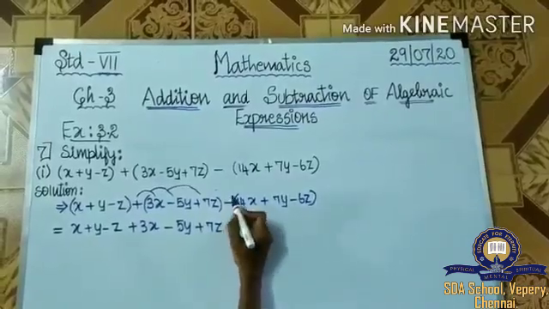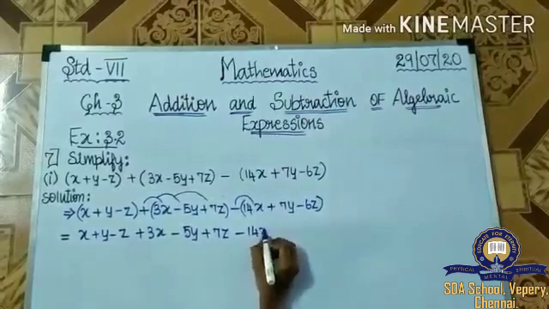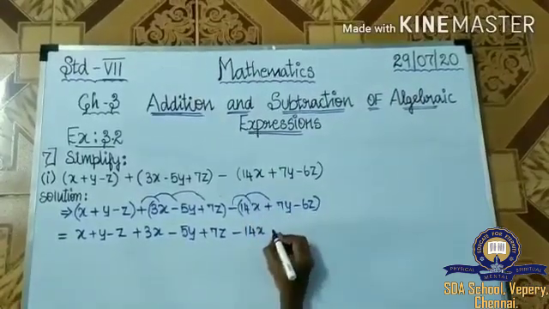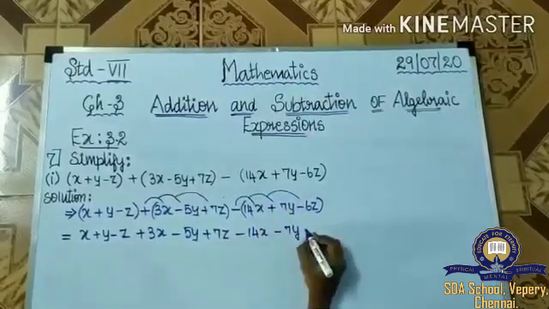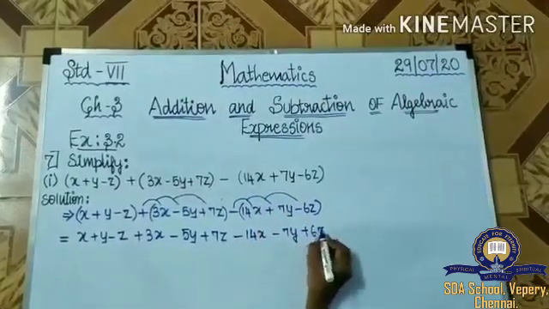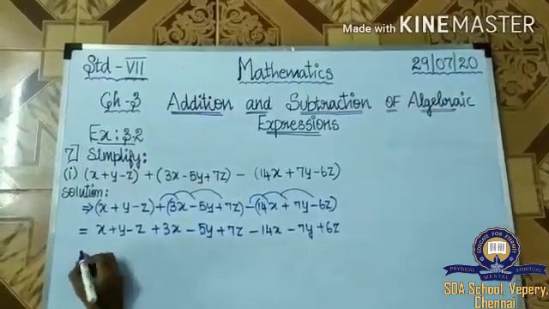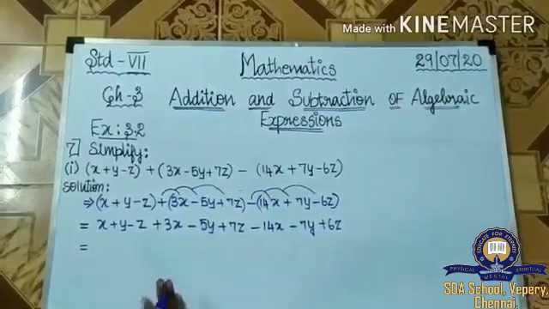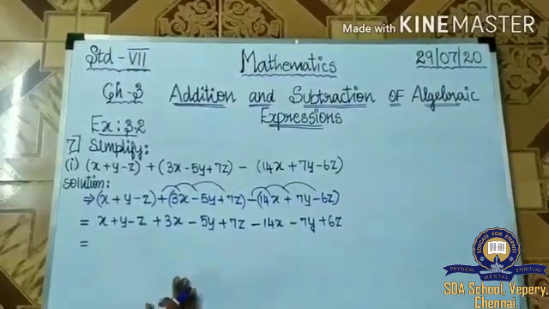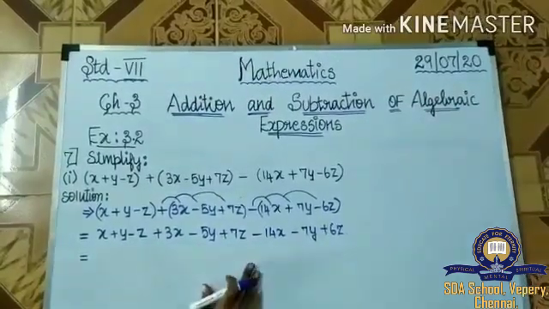The next is minus. Minus into plus we will get minus 14x. Minus into plus we will get minus 7y. Minus into minus we will get plus 6z. As we see in the multiplication of integers, right? Okay. And the third step, in the same way we are going to solve in this sum also. The third step, we are going to add the like terms, right?